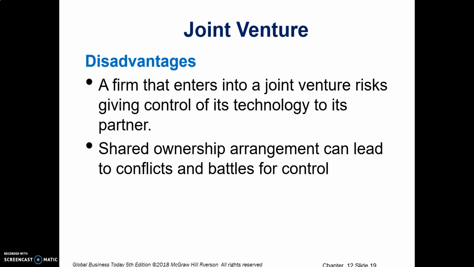One firm may give up more of its technology to the partner. Any type of shared arrangement can also lead to conflicts and battles for control. So you do give up, one firm may give up control of some of its technology. The other firm may give up something else as well. Or the other firm may be the one who is in that foreign market and is given the benefit of having that experience in that foreign market.